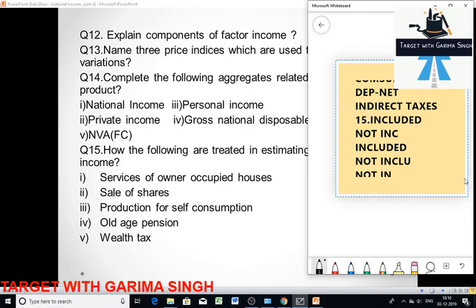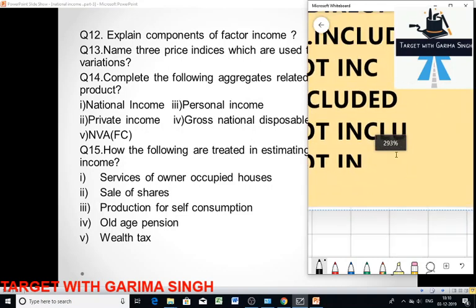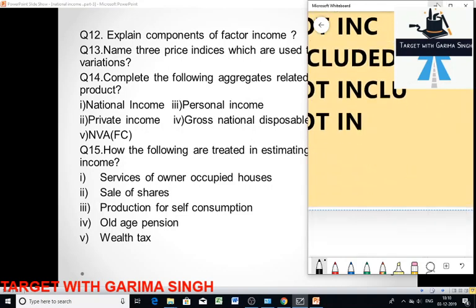Fourth is old age pension. It is not included because it is paid on account of old age, not for rendering productive service. Fifth is wealth tax, not included because it is a compulsory transfer payment. These are the answers which I have discussed.